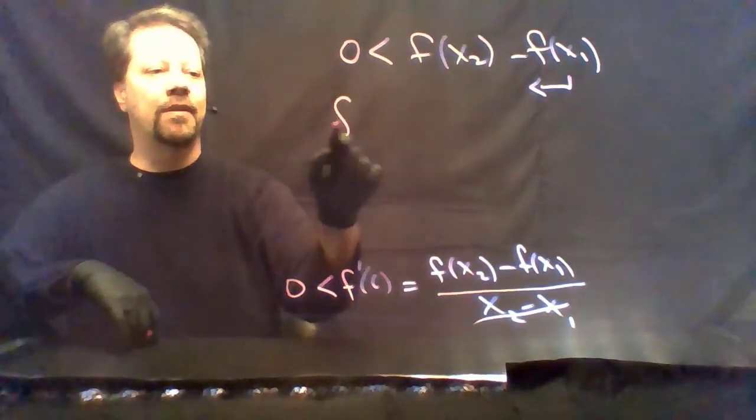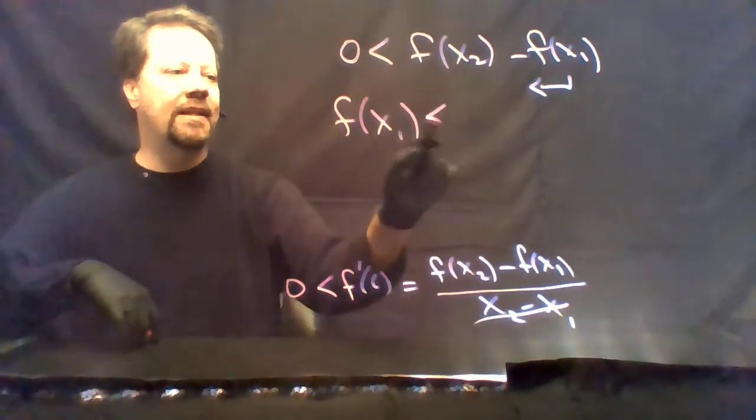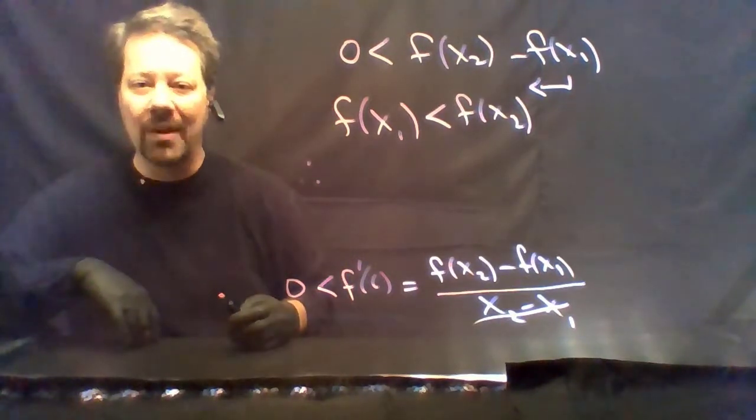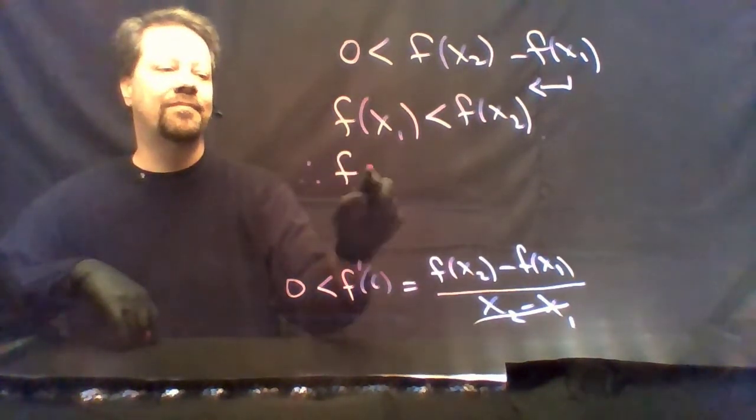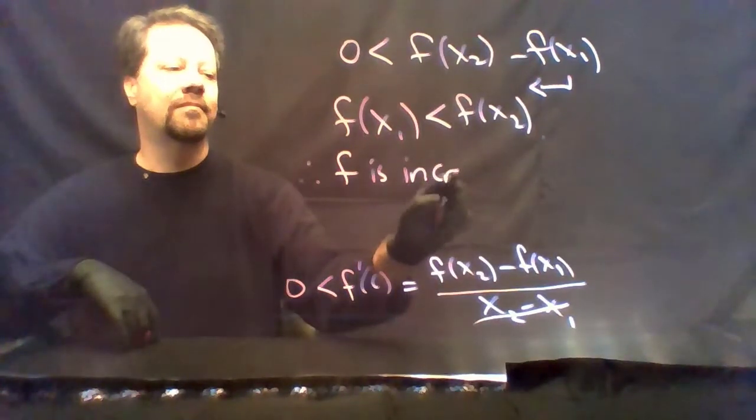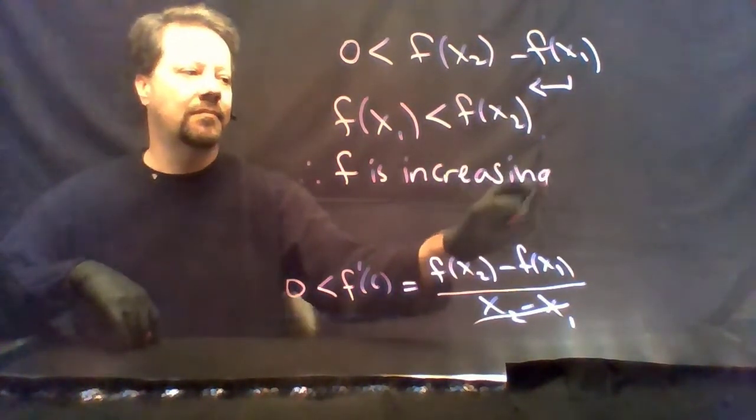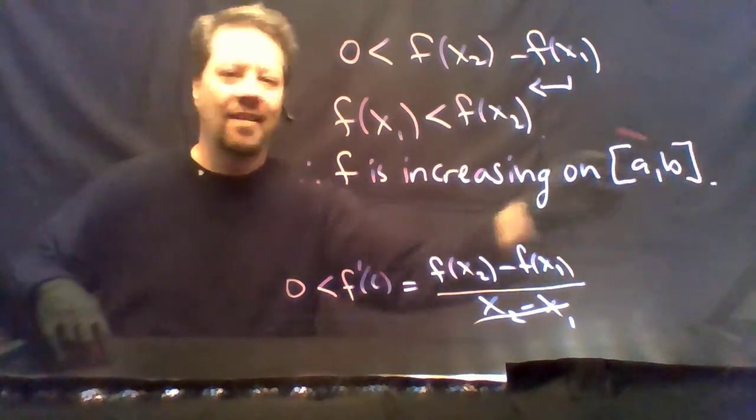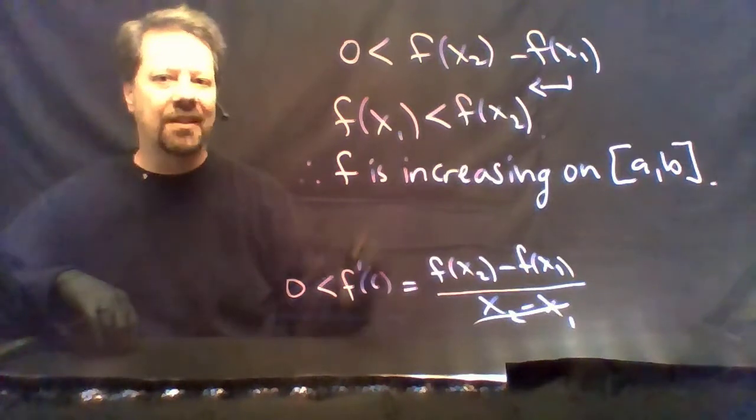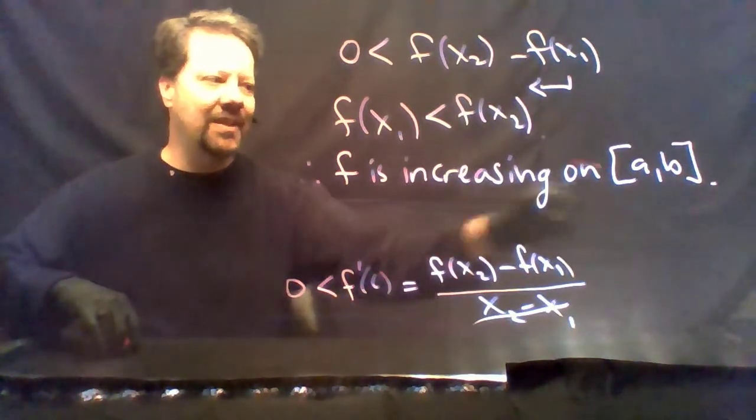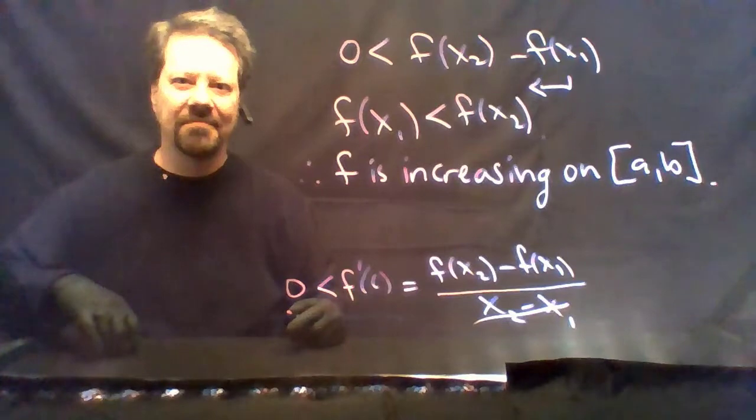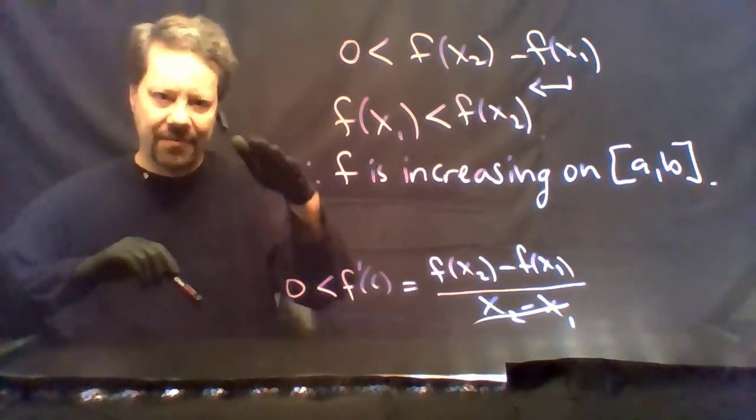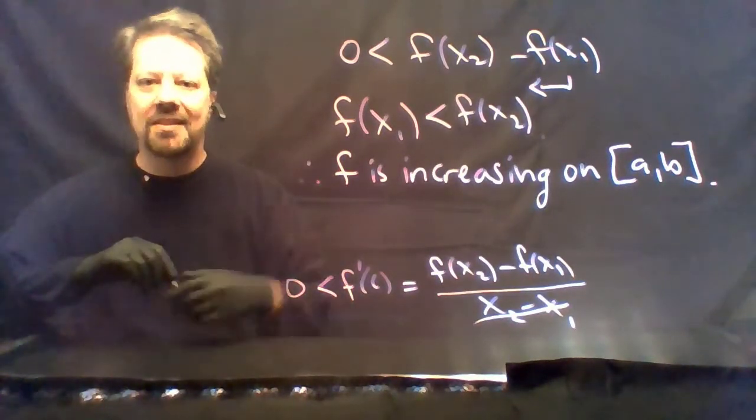Moving f of x1 over, we deduce that f of x1 is smaller than f of x2, but that's exactly what it means to be increasing. x1 and x2 were arbitrary elements of the closed interval AB, so we get increasing across the entire interval. The proof in the case where the derivative is negative gives you decreasing is similar.